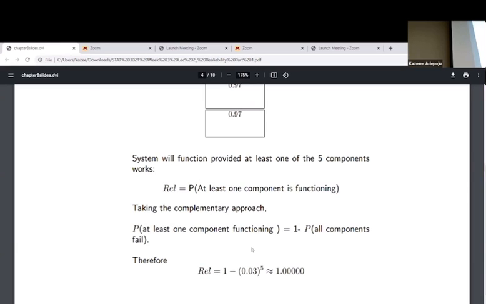Why are you doing that? You are doing that because in a parallel connection, at least one component needs to be working for the whole system to be working. So the probability of at least one is the same as 1 minus no component is working. So no component fails. That is why you subtract 0.997 from 1. Does that make sense?